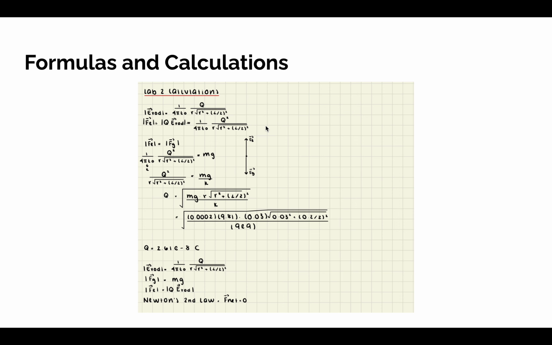Here are the calculations and the formulas. Here, as you can see, instead of using the electric field of a point charge, we are using the electric field of a rod, which is this equation. And we have to isolate Q in order to find the new Q due to the lines of charge.